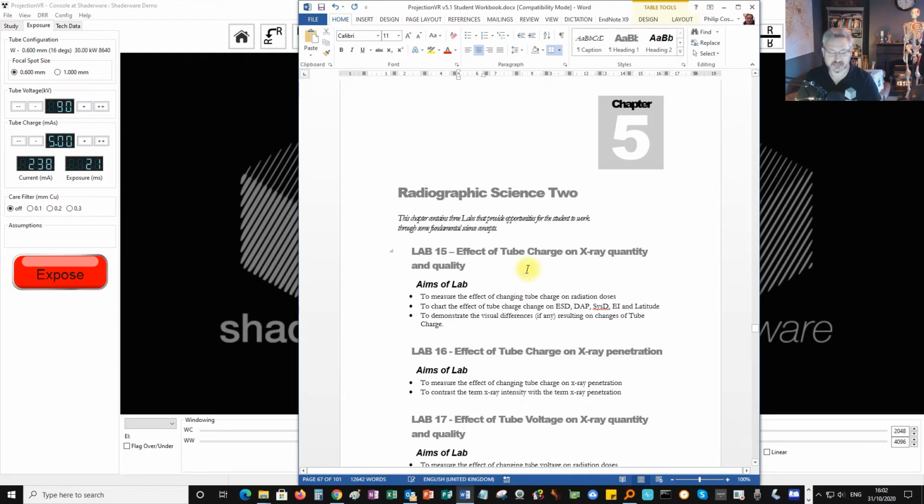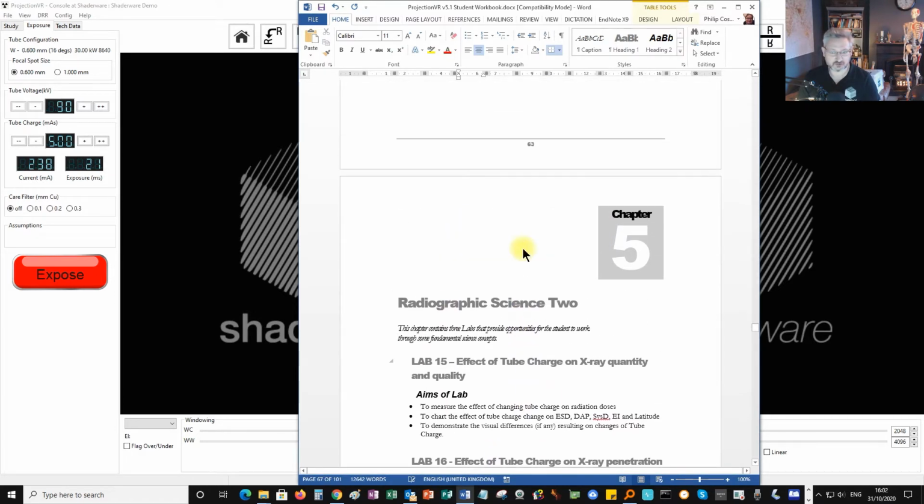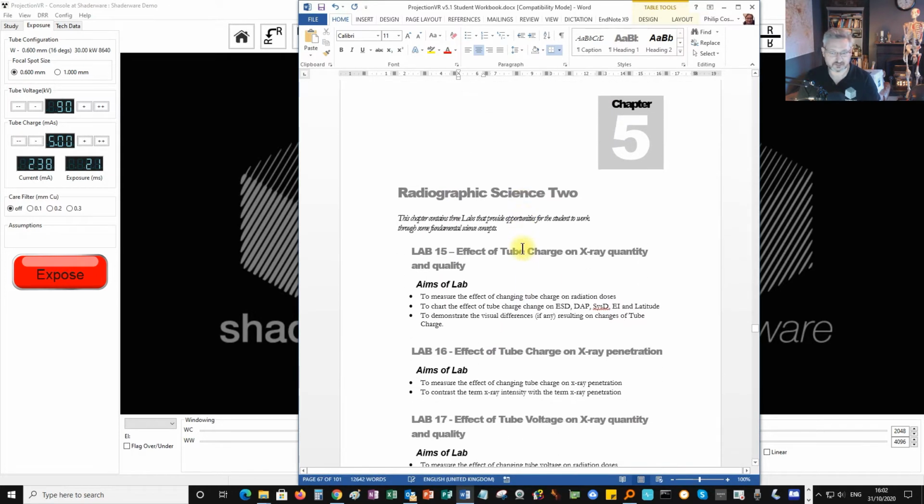Okay, so what I've got here is an editable version of the workbook chapter 5, which we're going to do. The labs in this: we're going to do lab 15, lab 16, and lab 17. Lab 15 is going to look at the effect of the tube charge on X-ray quantity and quality. I've already explained a little bit about this, so you might be able to work out what's going to happen, but we'll carry on and do it anyway.